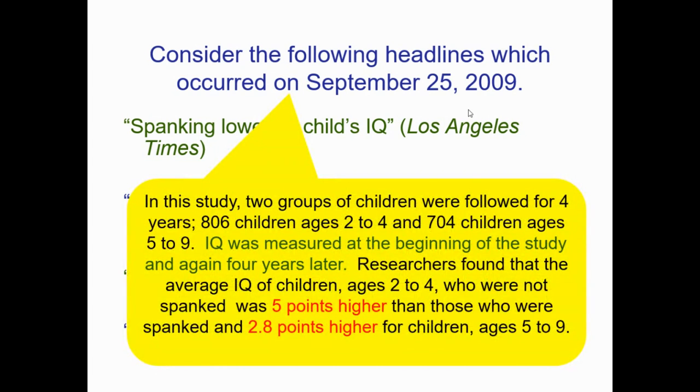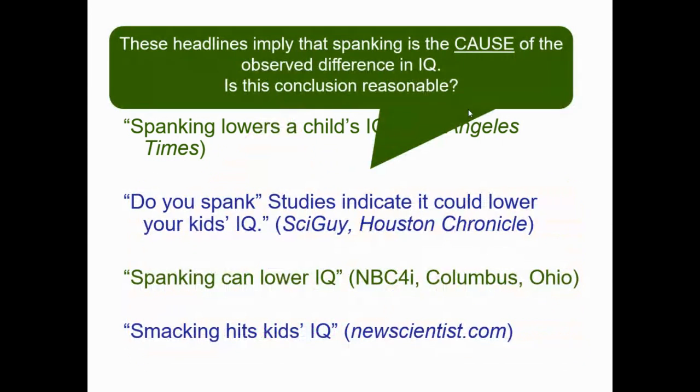So in this study that spawned these headlines, two groups of children were followed for 4 years. 806 children were ages 2 to 4, and 704 children were ages 5 to 9. Their IQ was measured at the beginning of the study, and then again 4 years later. Researchers found that the average IQ of children ages 2 to 4 who were not spanked was 5 points higher than those who were spanked. And then in the next age group from 5 to 9, they were 2.8 points higher.